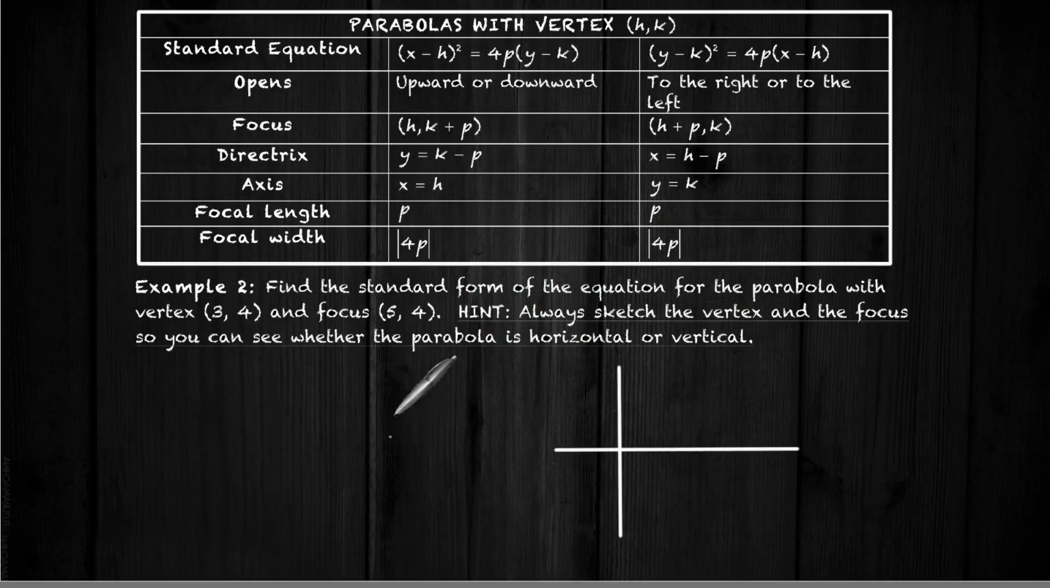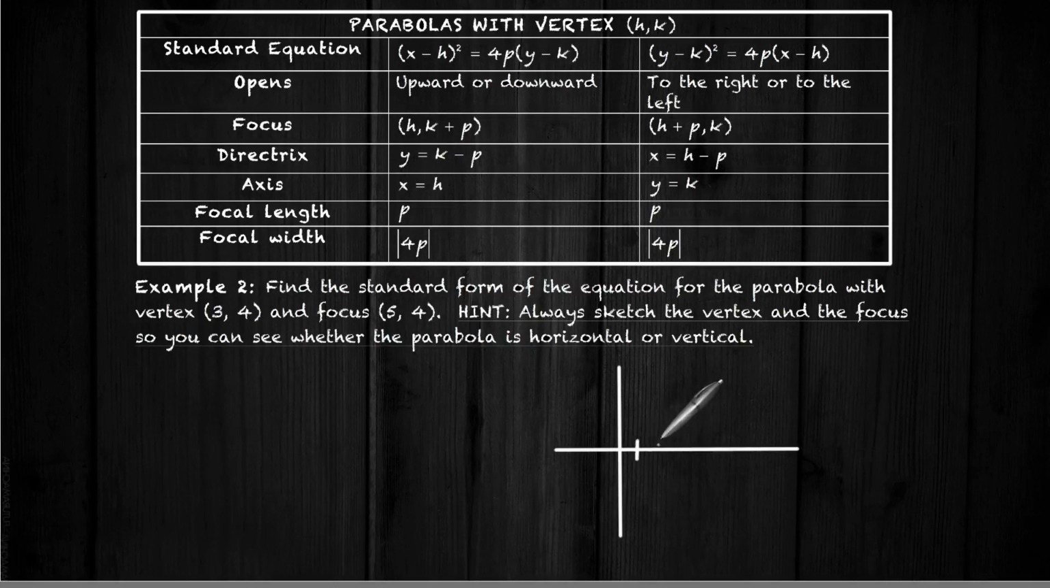Okay, this next problem is pretty easy. It says find the standard form of the equation for the parabola with a vertex of 3, 4 and a focus of 5, 4. Notice the hint. It says always sketch the vertex and the focus so that you can see whether the parabola is a horizontal or a vertical parabola. And so let's just go ahead and do that.